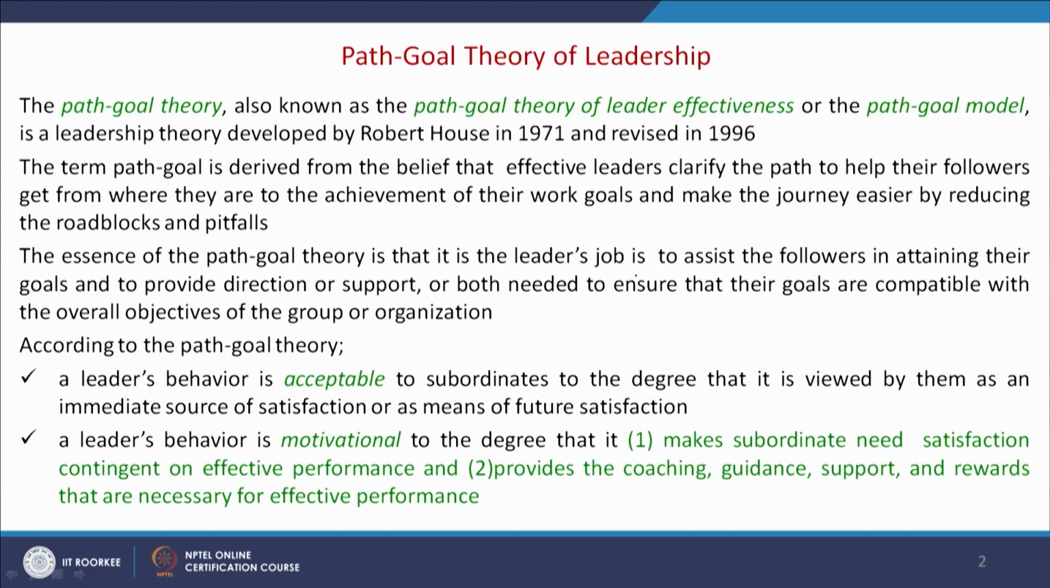Today, I will continue with another of the contingency models of leadership, that is path goal theory. It is also known as the path goal theory of leader effectiveness or the path goal model of leadership. It was developed by Robert House in 1971 and revised by House himself in 1996. So, some modifications took place after the revision, and we will discuss this theory accordingly.